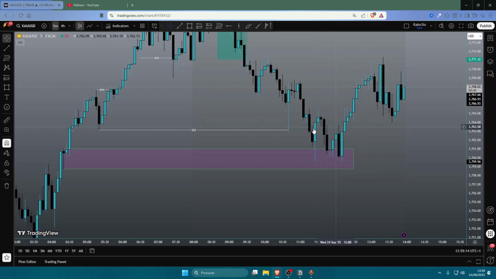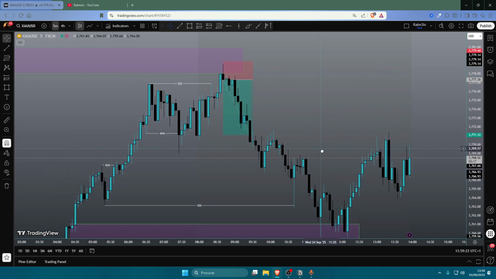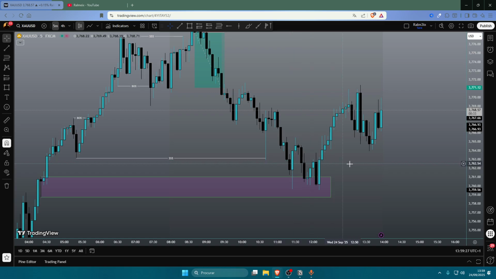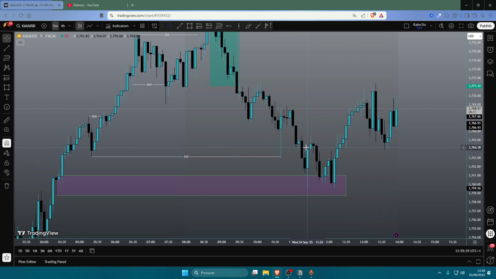Because my entry type is what? When price taps and closes outside the zone, I will wait for the bullish candle to close, and in this case it was a bearish candle to close because I want to sell. On the buy, I want to buy, so it is a bullish candle.